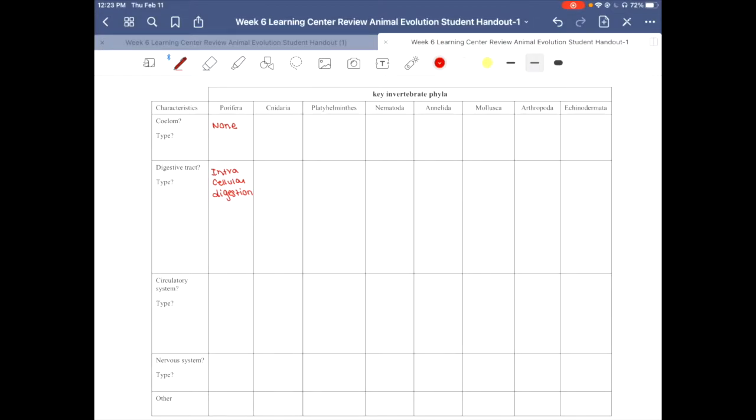And then for the circulatory system, they're not going to have any circulatory system because they lack mesoderm. So sponges and other organisms in Porifera lack mesoderm. So therefore, there's going to be no circulatory system. But how they move things around in their body is through primary diffusion.